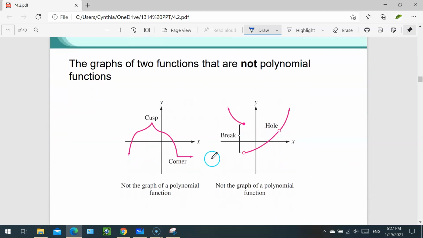The second characteristic, okay, this slide just gives us the idea of what kind of graph is not a polynomial. If you look at this curve here, we call this a cusp. A cusp means one part of the graph is a curve, and then it comes with a sharp corner. A cusp is not a polynomial. If you look at this graph, here has a gap, right? So there's a discontinuity here. So this is not a polynomial. Plus, there's a hole inside of the curve. So this is not a polynomial.